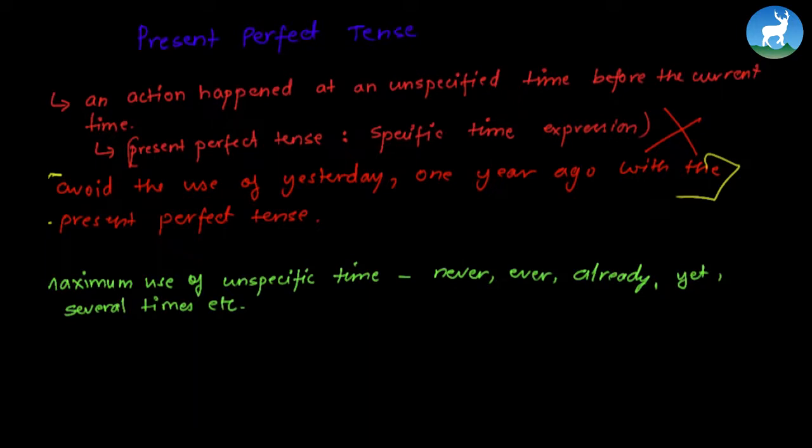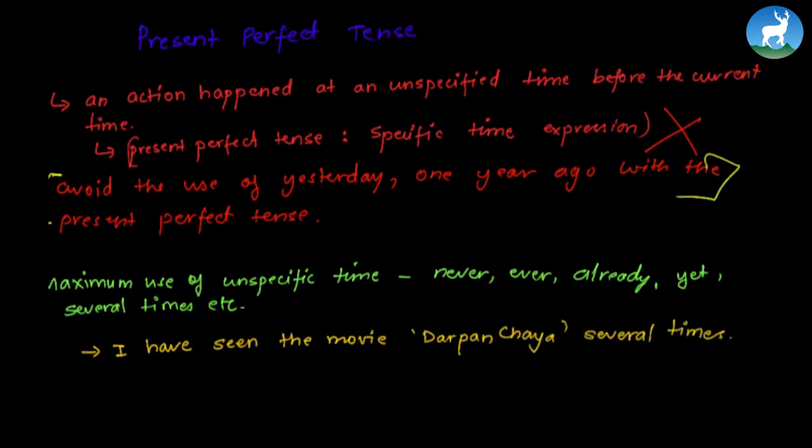Some examples: I have seen the movie Darpan Chhaya several times. Here, you are saying that you have seen. This is the present perfect tense. You have seen the movie Darpan Chhaya several times. This is an unspecific time. If you would say, I have seen the movie Darpan Chhaya 5 times, that would be a specific time, which should be avoided while using the present perfect tense in a sentence.